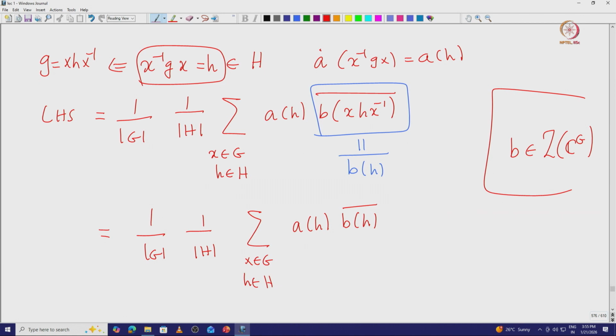Now, note that this summation over h in H, a of h, b of h bar, is nothing but the inner product between a and the restriction of b. With the factor 1 divided by the cardinality of H, this is exactly equal to the inner product between a and the restriction from G to H of b. Okay, so that is something I can substitute here.